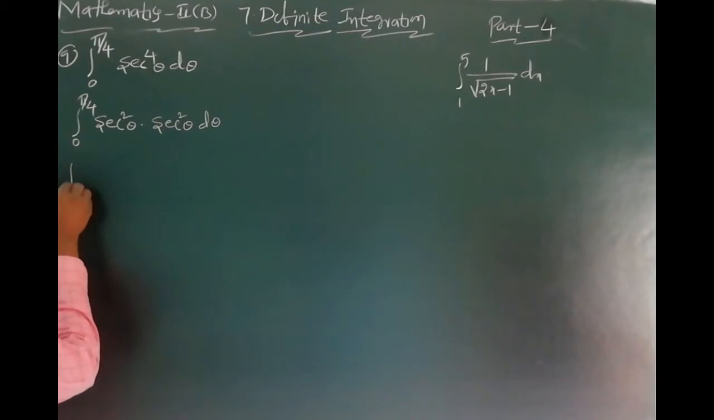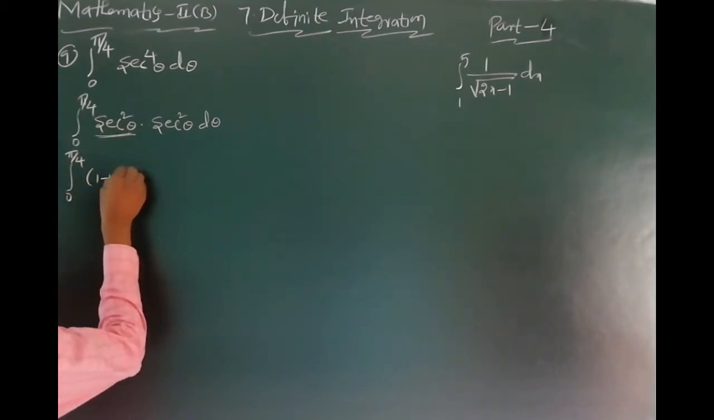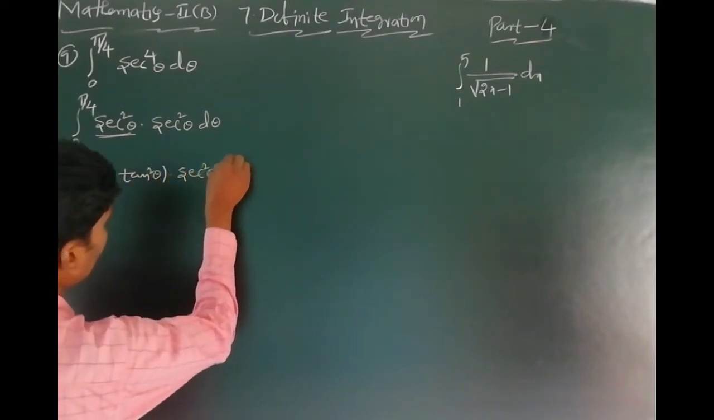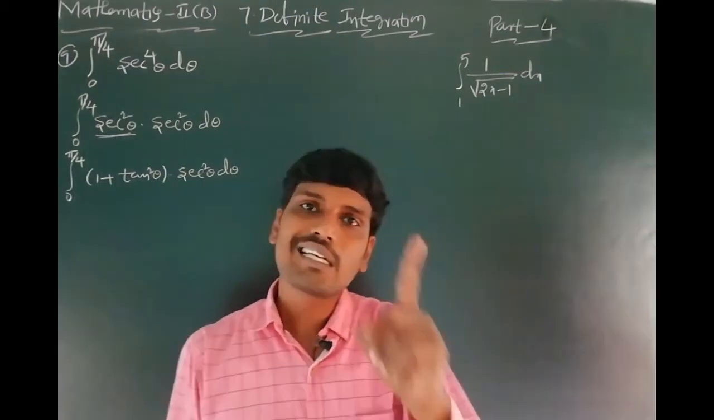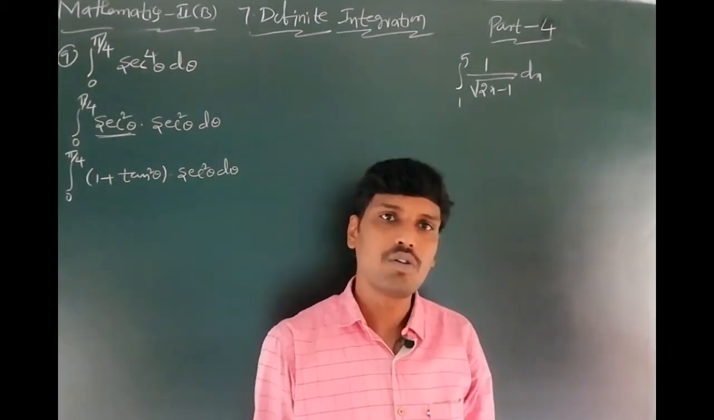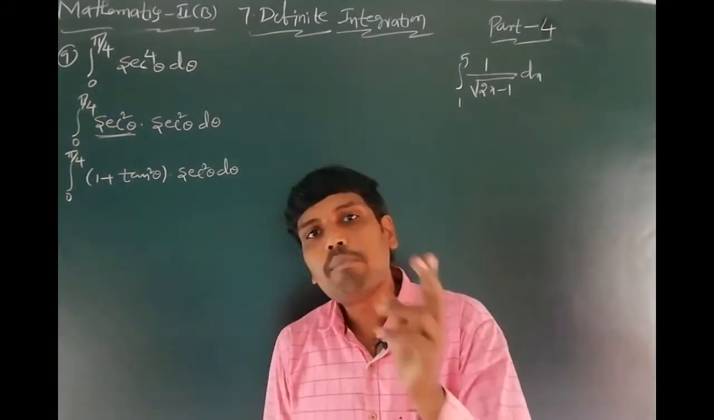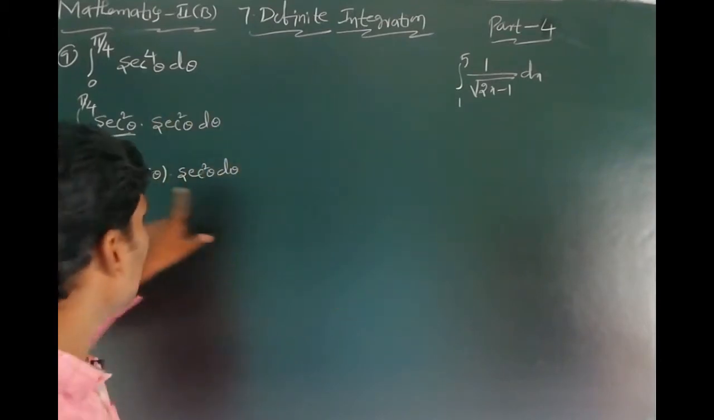After that, integral 0 to pi by 4, secant power 4 can be written as 1 plus tan square theta by using the second identity of trigonometry. What is the second identity? Secant square theta minus tan square theta equal to 1. Then secant square theta equal to 1 plus tan square theta. That's why by using the second identity of trigonometry you can write it here.